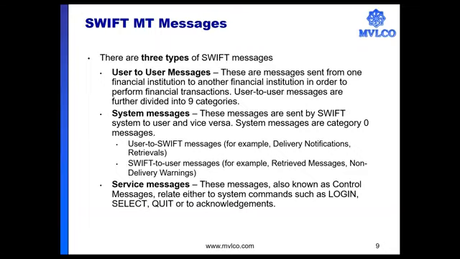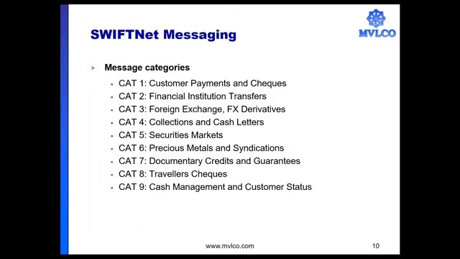So when we have these message types, let's now look at the user-to-user message types. In the user-to-user message types, we have 9 different categories. Category 1 is customer payments and checks. Category 2, financial institution transfer. 3 is foreign exchange and FX derivatives. 4 is collections and cash letters. 5 is securities market. 6 is precious metals and syndications. 7 is documentary credits and guarantees. 8 is traveler checks, and 9 is cash management and customer status. In addition to this, there is also a common category called category N. And in this category, which we'll discuss on the next slide, we'll look at the numbering system.